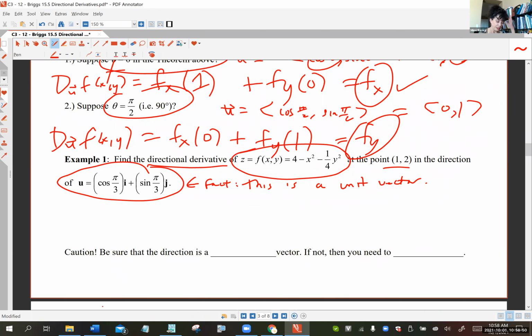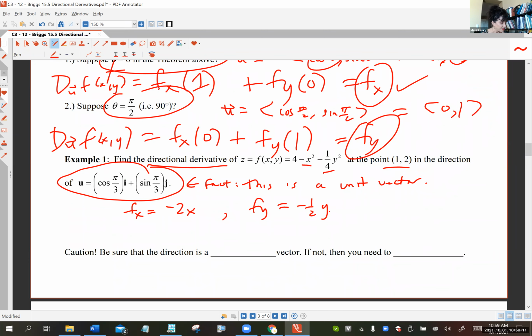So how do I get the directional derivative? Well, first let's go get those partials. f_x is the partial with respect to x here. What do I got here? I got minus 2x, and I think that's it. Ooh, that's easy. How about the other partial with respect to y? That's 0, okay, minus one-fourth times 2y. I think that's going to be minus a half y.